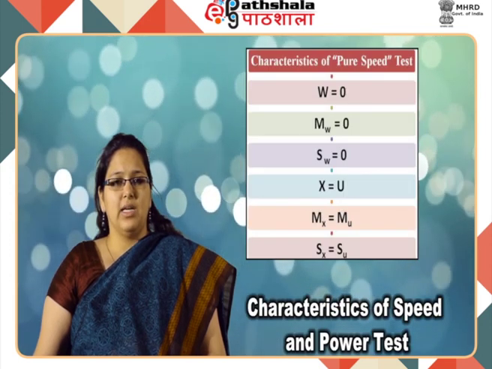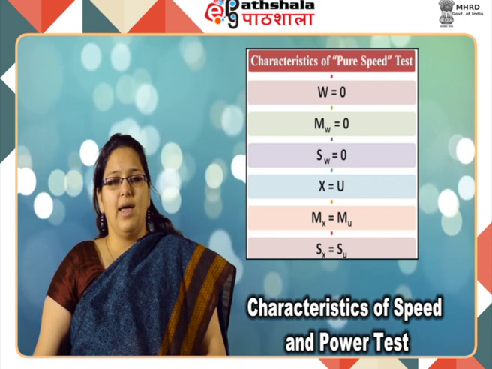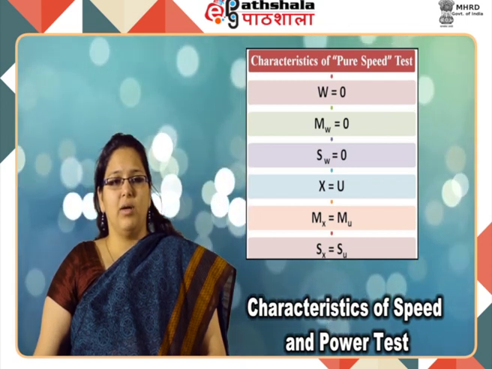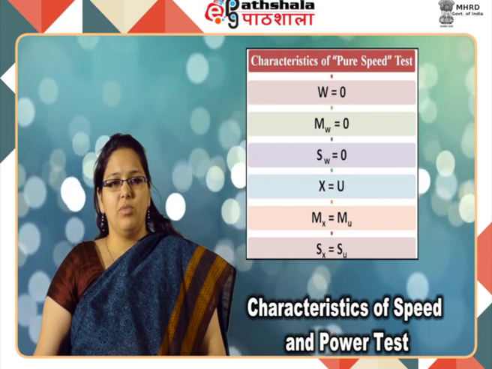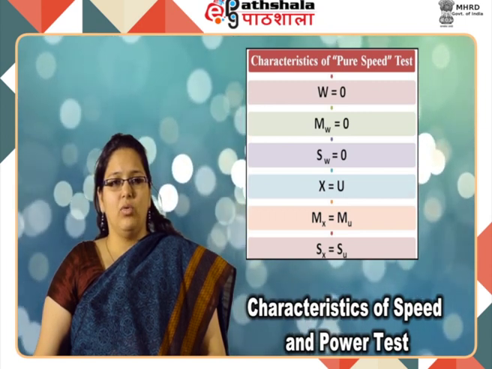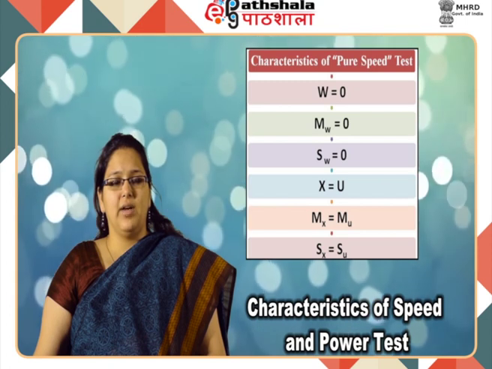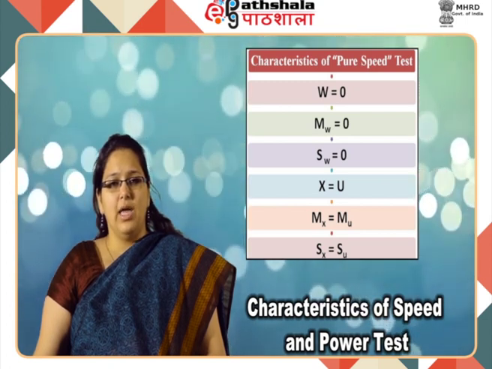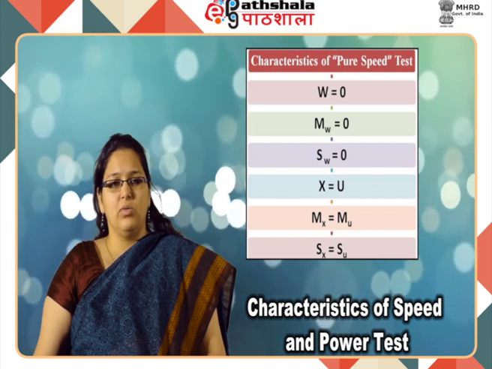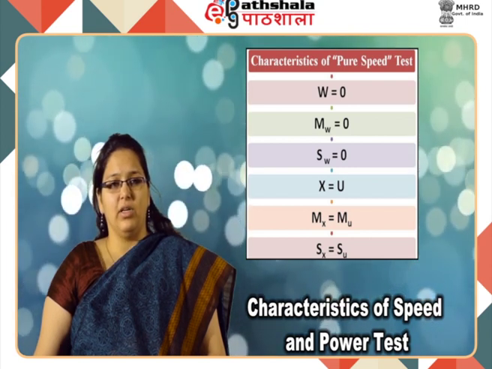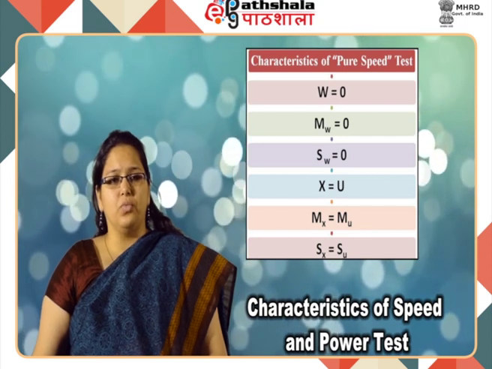Characteristics of pure speed test. In a pure speed test, since there are no wrong answers, W will be 0 and therefore mean and standard deviation of W will also be 0. Therefore, W is equal to 0, MW is equal to 0 and SW is also equal to 0. The subject's entire score is determined by the number of items not attempted, so X is equal to U. Hence, the mean of X and variance of X equals the mean of U and variance of U respectively. Mathematically, MX is equal to MU and SX is equal to SU.